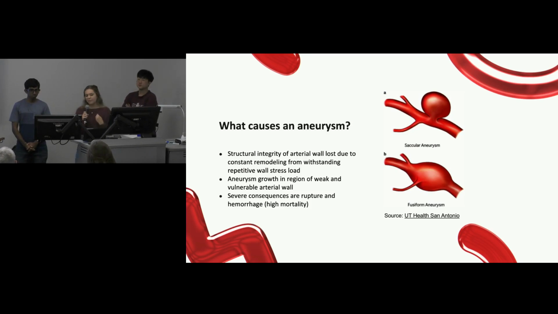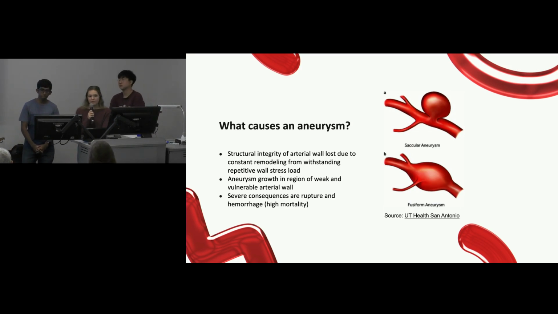We'll be focusing on a saccular aneurysm for this study, but a fusiform aneurysm is mostly defined by an abnormal diameter. There are severe consequences to this, which can be rupture, has a high mortality rate, especially within 30 days after rupture due to complications, or hemorrhage, which is just another word for internal or external bleeding.